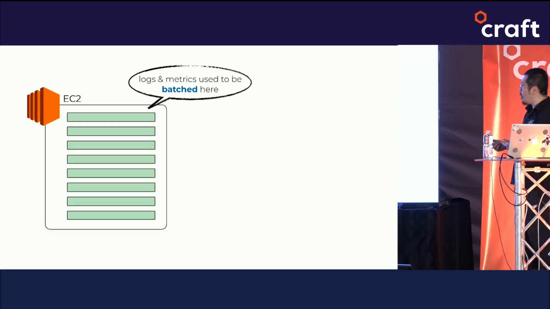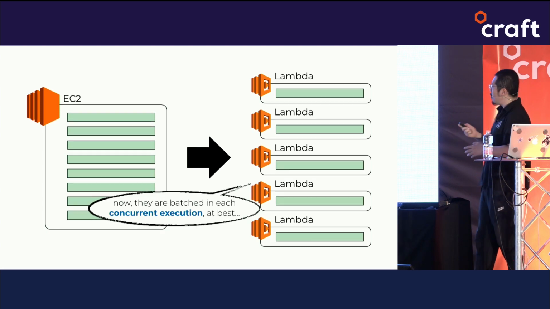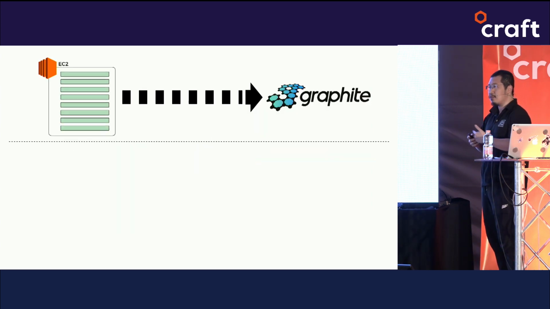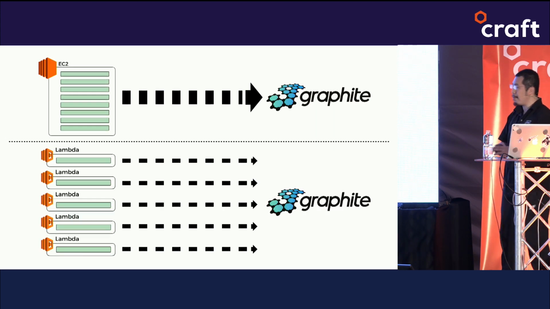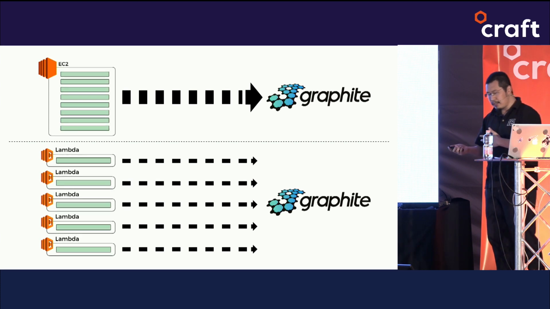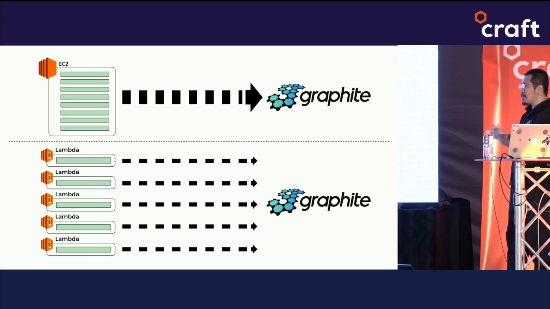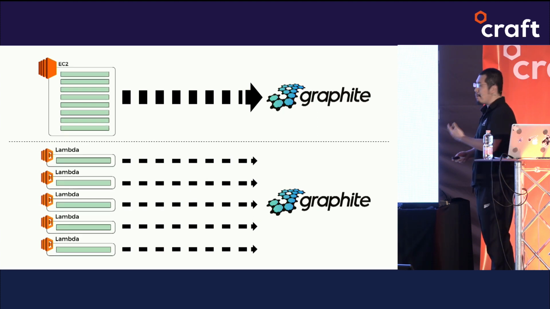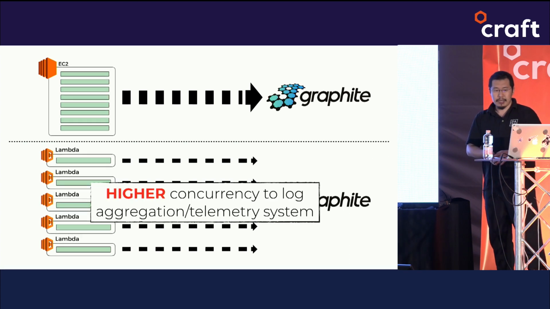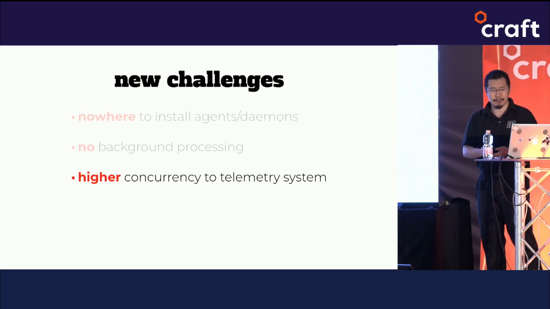But now, the best we can hope for is to batch them per concurrent execution of your Lambda functions, which also means that the concurrency we send to the downstream system we use to monitor our system is far higher than before. This might not be an issue depending on the vendor you work with, but I've definitely worked with vendors that, when you have too much concurrency, require you to run additional infrastructure in your AWS account to do additional aggregation before you pass the data onto their own backend systems. So with Lambda, we also get higher concurrency when it comes to talking to our own backend systems.